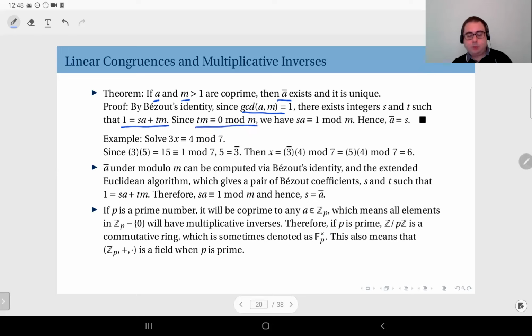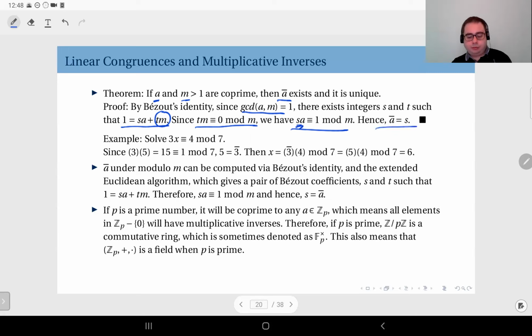T times M obviously is divisible by M, so it's congruent to 0 modulo M, and therefore we simply have S times A is congruent to 1 modulo M. So by definition, S here is the multiplicative inverse of A.